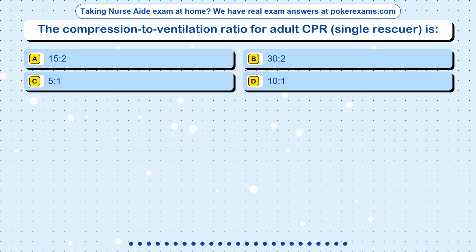Question 8. The compression to ventilation ratio for adult CPR, single rescuer, is option A, 15:2, option B, 30:2, option C, 5:1, option D, 10:1.